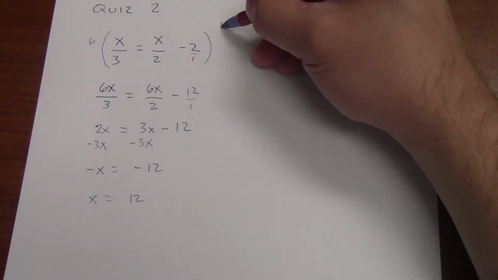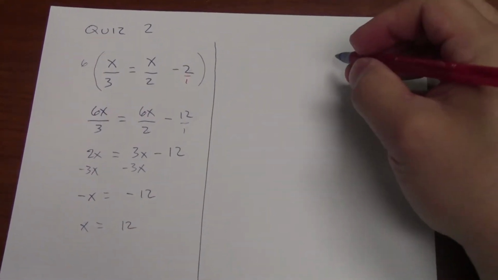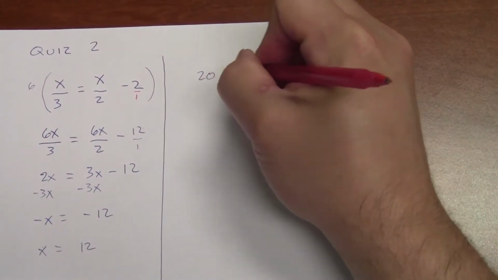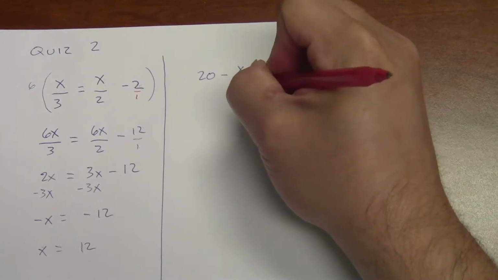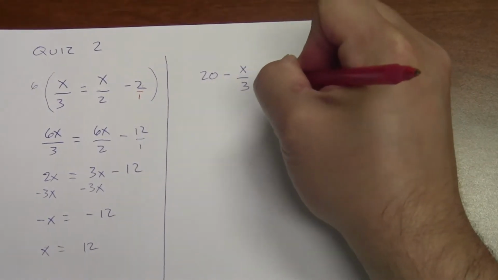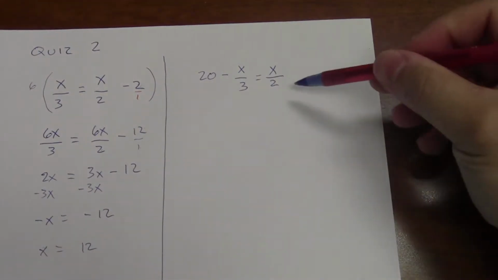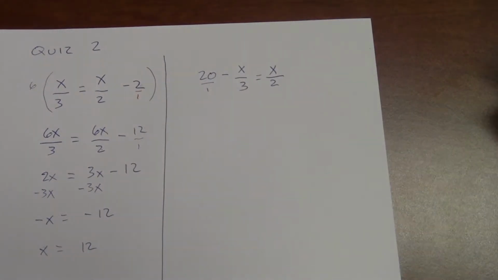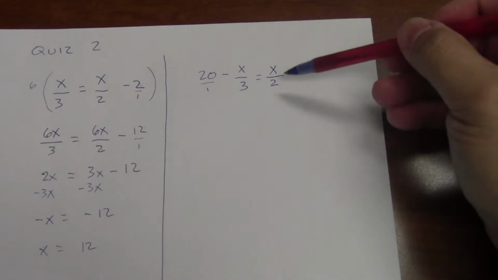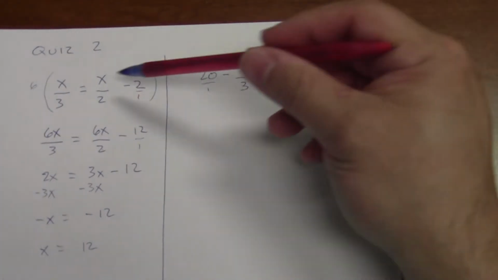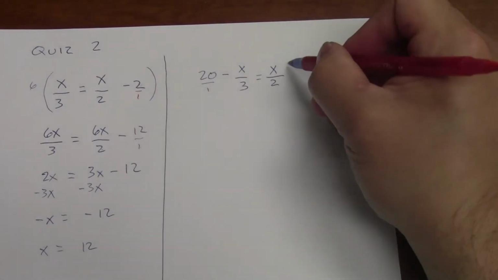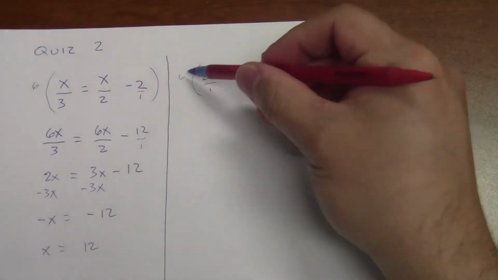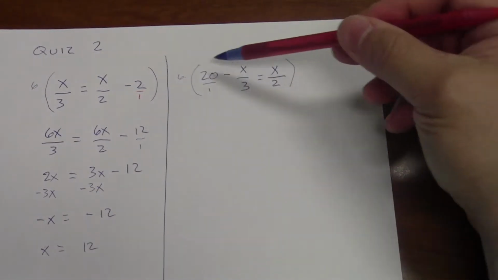Let's try another one. Let's do 20 minus x over 3 equals x over 2. Same thing. This is really a 20 over 1 if you want to look at everything like fractions. So the smallest number again would be 6. So multiply everything in here by 6. So 6 times 20, 6 times x, 6 times x.